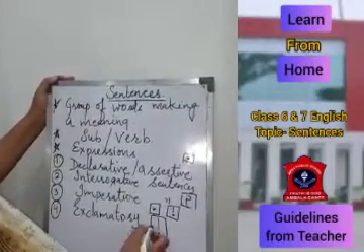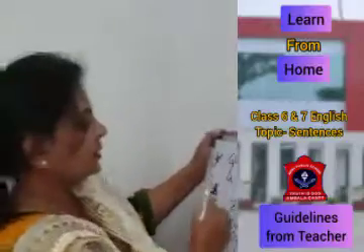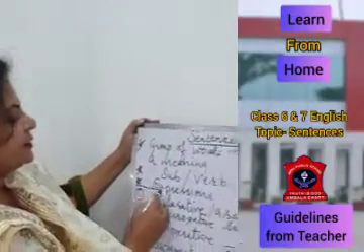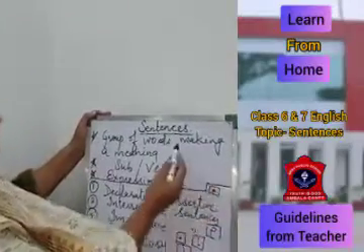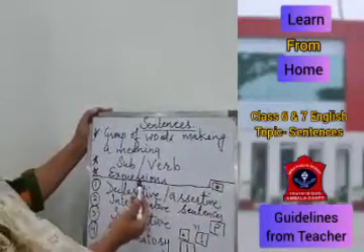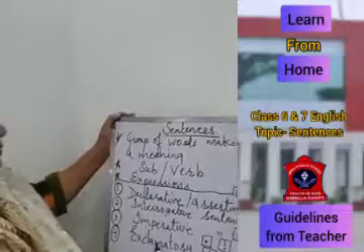So what we have read today is 3 characteristics of sentences and 4 types of sentences. What sentences are, and depending upon the expressions, there are 4 kinds of sentences.